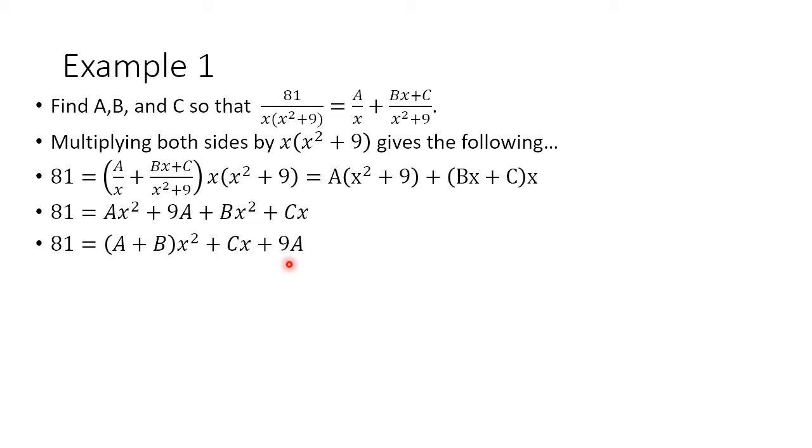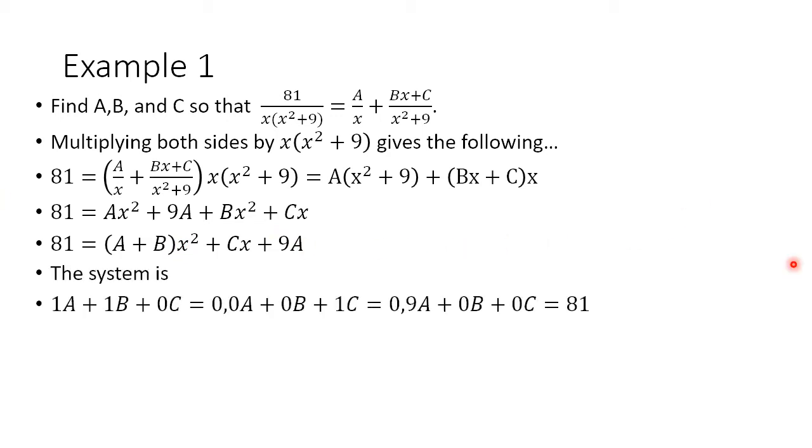We're simply going to set coefficients equal to get three equations. There's no x squared on this side, or there's a 0 in front of the x squared on the left-hand side, so this sum, A plus B, must equal 0. Likewise, the C will have to equal 0, and 9 times A better equal 81. So we get these three equations.